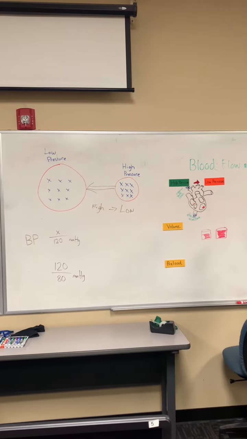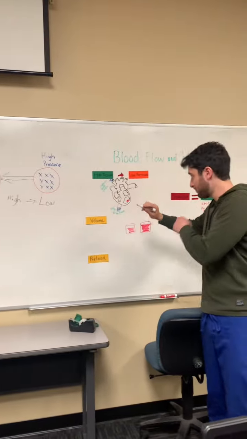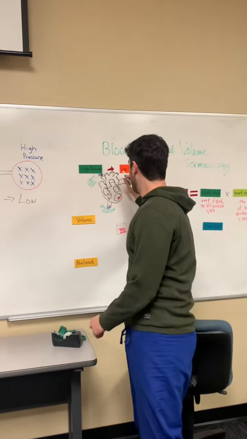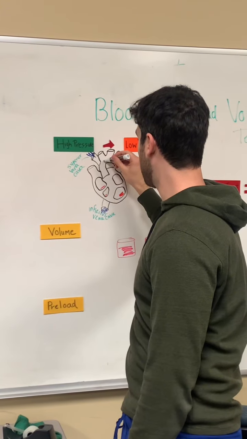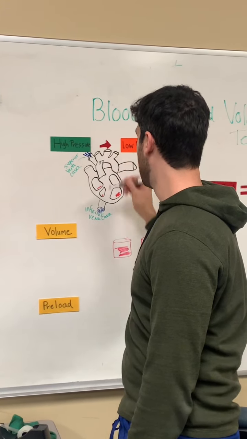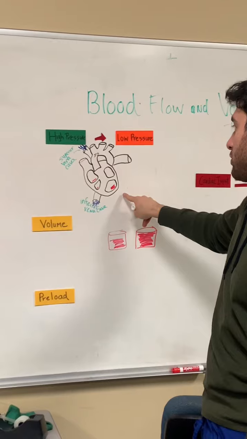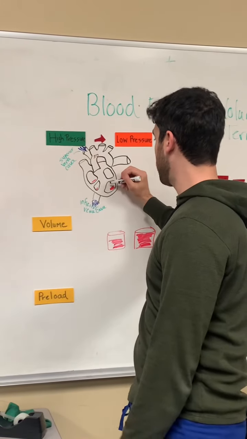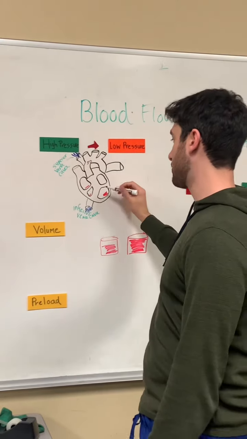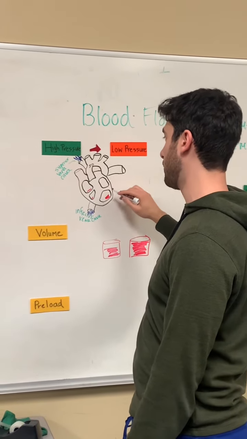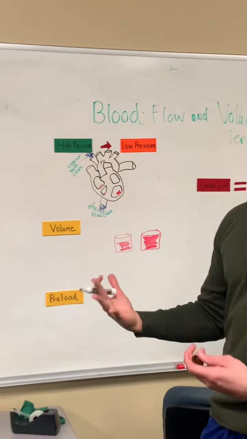So then we can think about if we have our little heart drawing over here. Let's say that we have 50 units of pressure in our aorta. That means that from this left ventricle, at least something greater than 50 units of pressure is going to have to be generated in order to move blood from here to the aorta to the rest of the body.